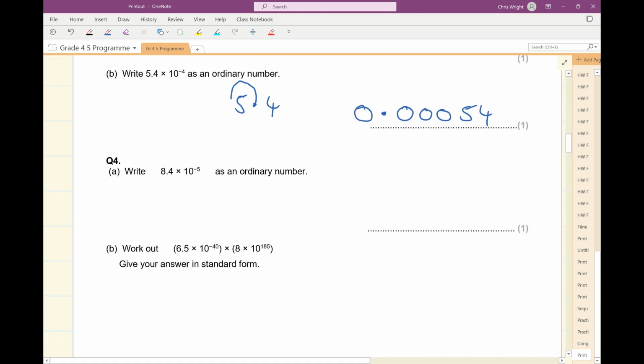Question 4, right, this is an ordinary number. Well, one hop takes me, it's 8.4. One hop takes me over the 8, so I'd need 4 more hops. So there's the answer.